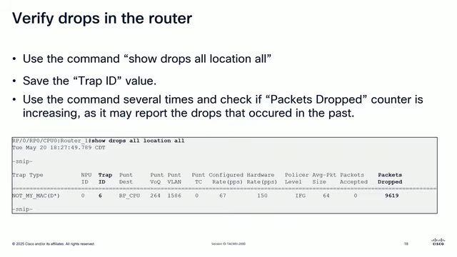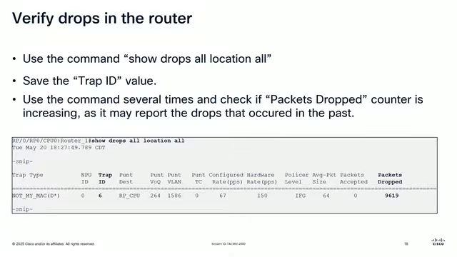If we use, again, the command show drops all location all, we will have a lot of information. The first thing to check is the trap type. As you can see, this is the not my MAC. Then we have the MPU ID, that is basically the MPU where the traffic was received. Then the trap ID, that is the number that we need to save. In this case, it is 6. And if we go a little bit further and check the last column for the packet drops, we can see that these drops are constantly increasing.